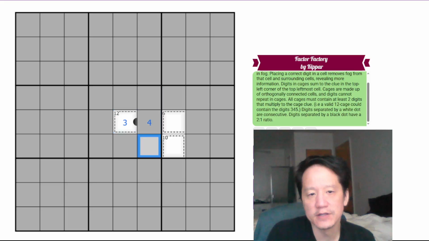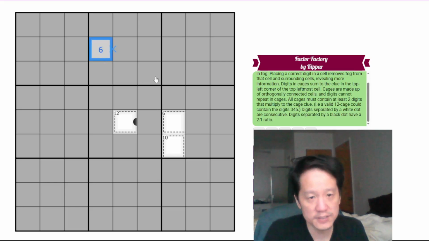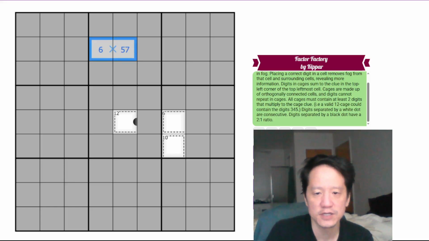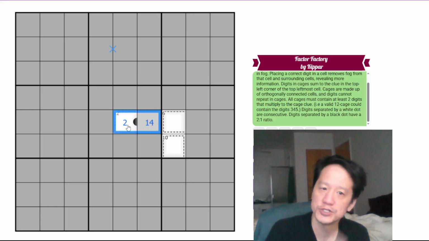And then finally, we have Kropke dots rules, where digits separated by a white dot are consecutive. So assume that this was a white dot here. Then if this were a 6, this would have to be a 5 or a 7 to make sure that these digits are consecutive. Digits separated by a black dot have a 2-to-1 ratio. So if this were a 2, this would have to be a 1 or a 4 to maintain the 1-to-2 ratio here.